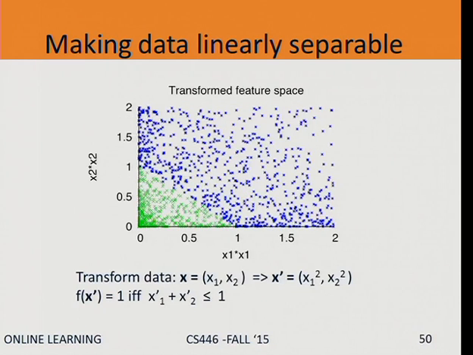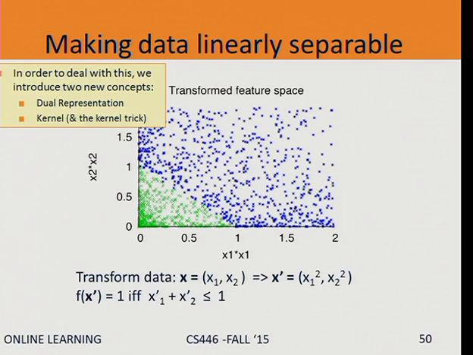The trick is going to be to transform the data. When I give you x, you're not going to send this x to your learning algorithm. First, you're going to compute x prime, which is going to be, for example, x1 squared, x2 squared. In this space, the data is linearly separable. Okay? That's the trick. That's what we're going to do today, only in a slightly more involved way, and we're going to introduce what we call a dual representation, and in this dual representation, the notion of kernels and the kernel trick.